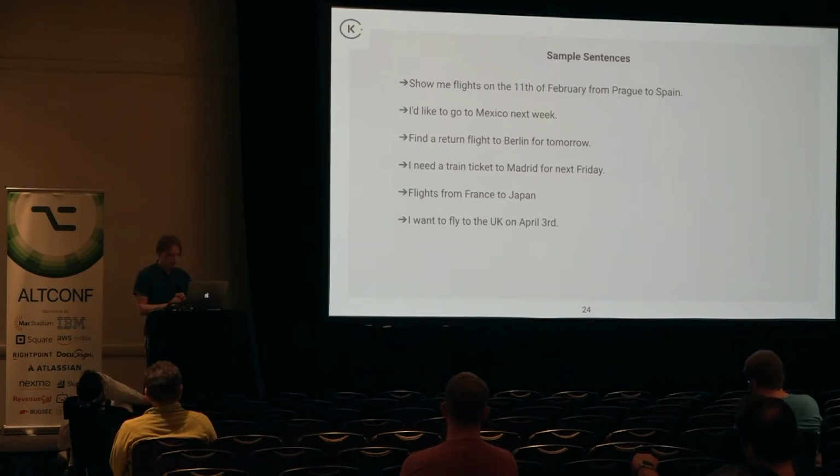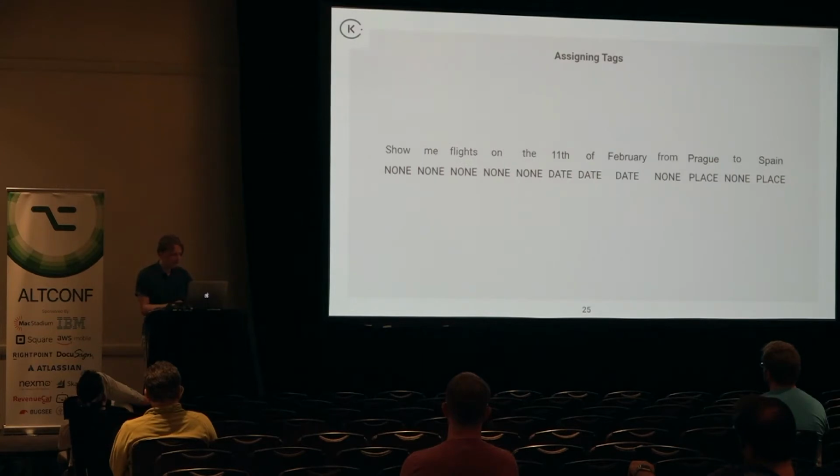And what we need to do once we have these sentences is to tell the model what each part of them means. And so taking the first sentence here, we will split it into words. And for each word, we will give it a tag, which might look something like this.